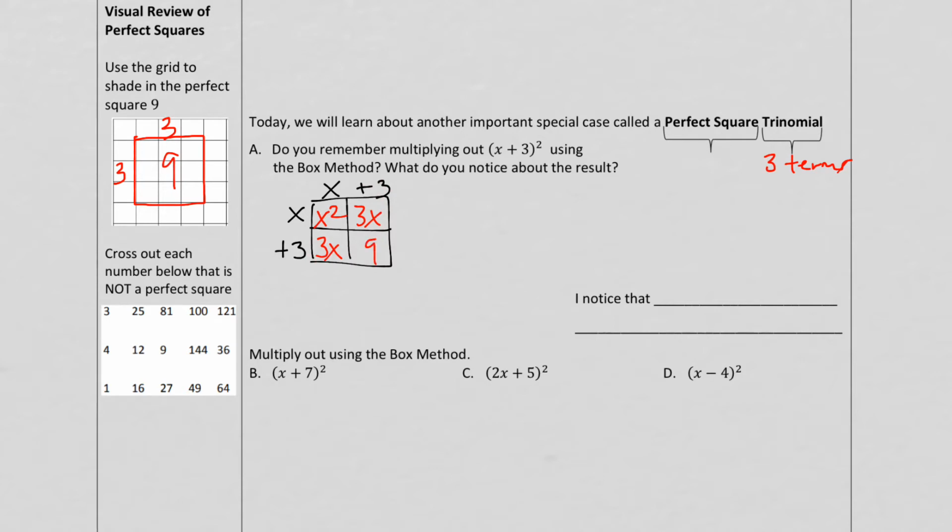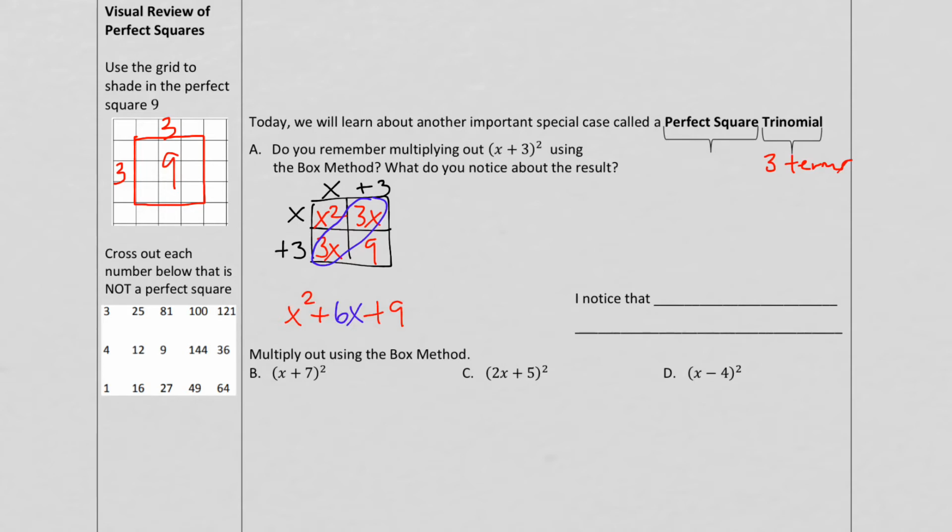If you look at this box method, notice that now we can combine like terms. So here we can add these two 3x's together. So 3x plus 3x will give us 6x. And then we're left with this x squared out in front, and then a plus 9 here at the back. So here we've multiplied together x plus 3 times x plus 3 to give us a result of x squared plus 6x plus 9.